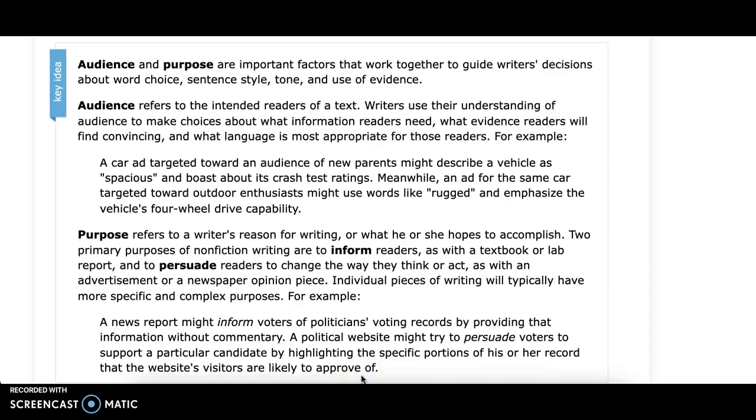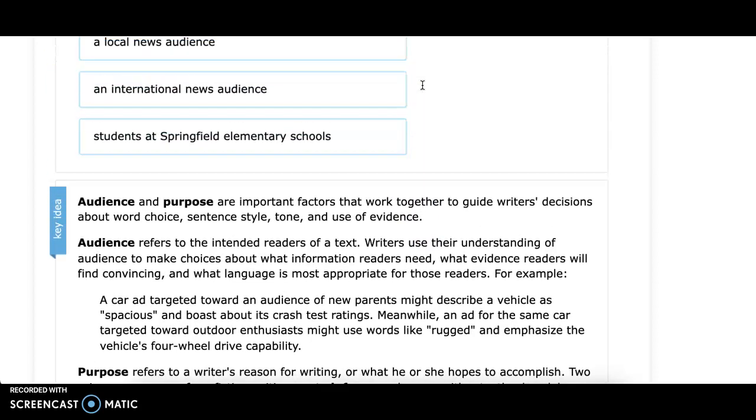All right, now that we know what audience and purpose are, how on earth do we actually determine who the audience and what the purpose of a text is? Well, we're going to look for particular clues, and those clues are going to come in the form of word choice, so the specific vocabulary that is used by the writer, the sentence style, whether it be very simple or very complex, the tone, meaning the attitude that the writer has towards both the audience and the subject matter that they are writing about, and then their use of evidence. All of these different clues can be analyzed in order to determine these two important components of a text.